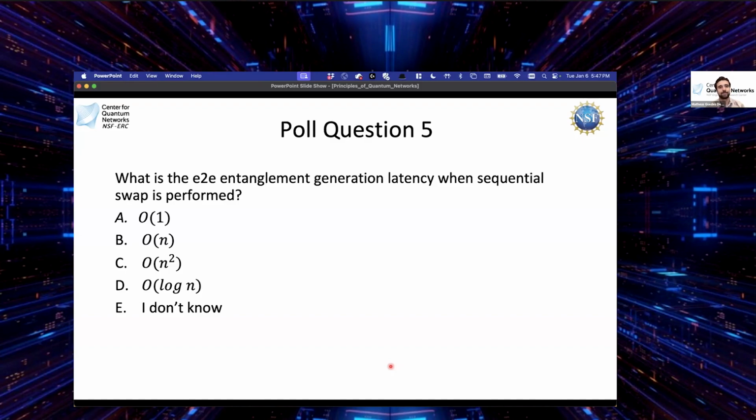And let's take some time here. Okay, so most people got it right. The answer is linear, order of n, linear in the number of repeaters.